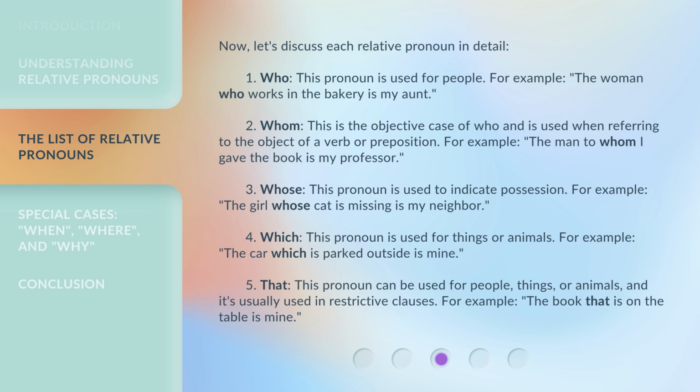5. That. This pronoun can be used for people, things, or animals, and it's usually used in restrictive clauses. For example, the book that is on the table is mine.